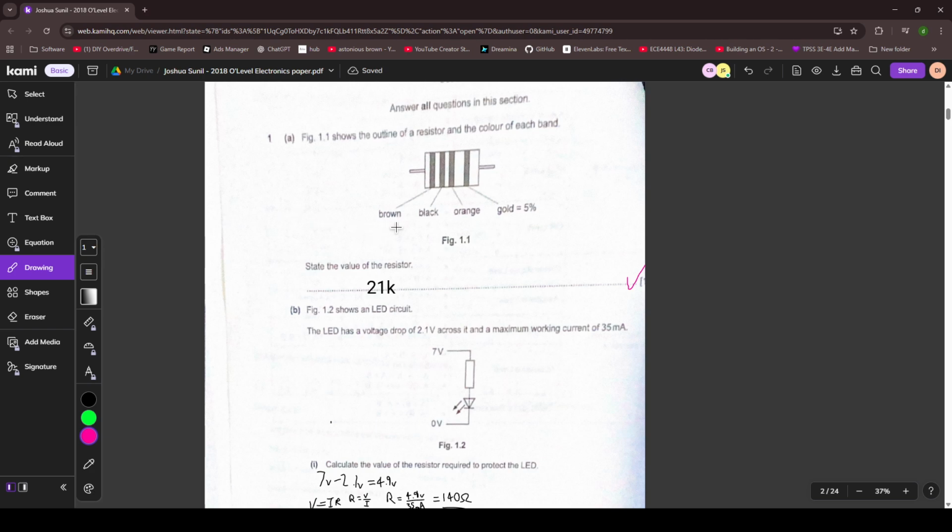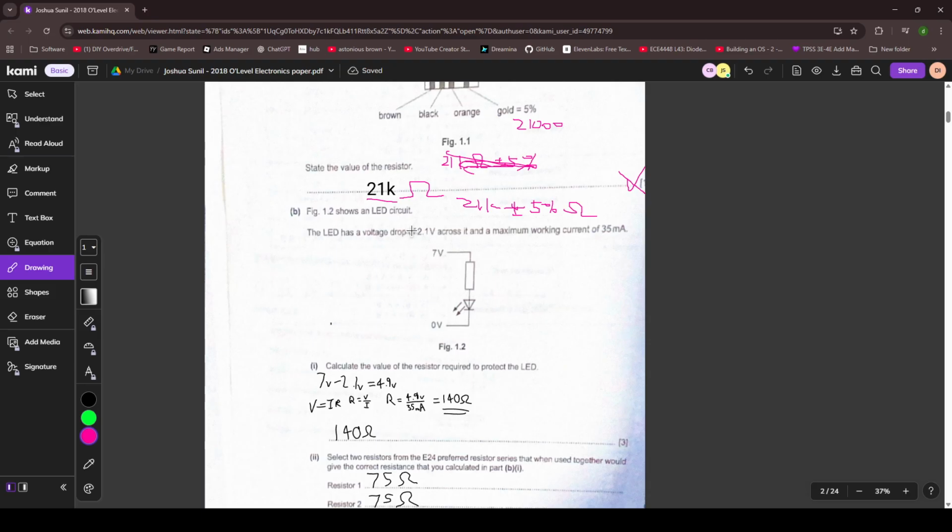Oh, state the value of the resistor: 21K is wrong actually, because you need to say ohms, so you don't get any marks for this. You have to say the value of the resistor is 21K ohms, and then you can add this bit if you want. Personally, I will add this. So then you can say 21K or 21000, plus minus 5% ohms.